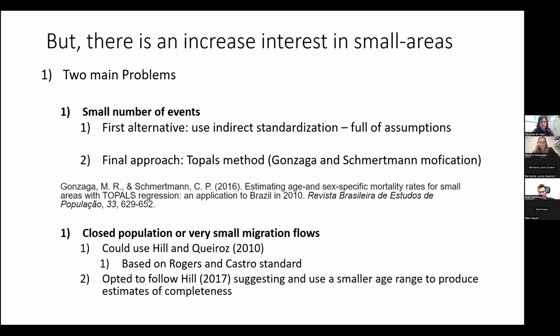Now we have a bigger problem dealing with closed populations and very small migration flows because we're working with smaller areas. There are two ways we could use GGB adjusted for migration, and we opted to use a smaller age range to produce estimates. So instead of using the full age range, we looked at the diagnostic plots to see what would be a better fit.